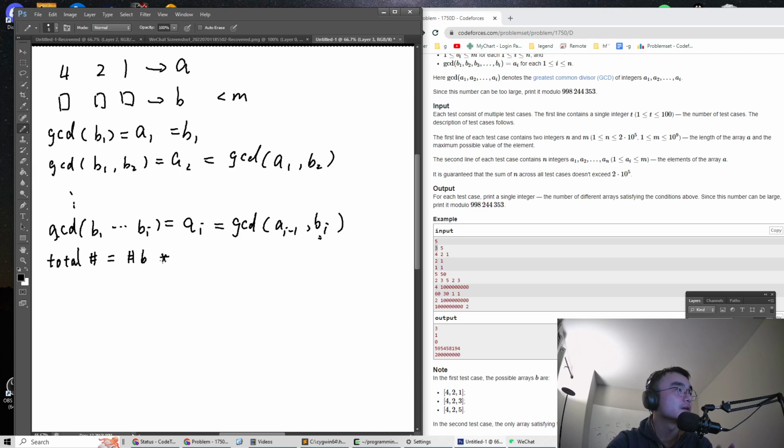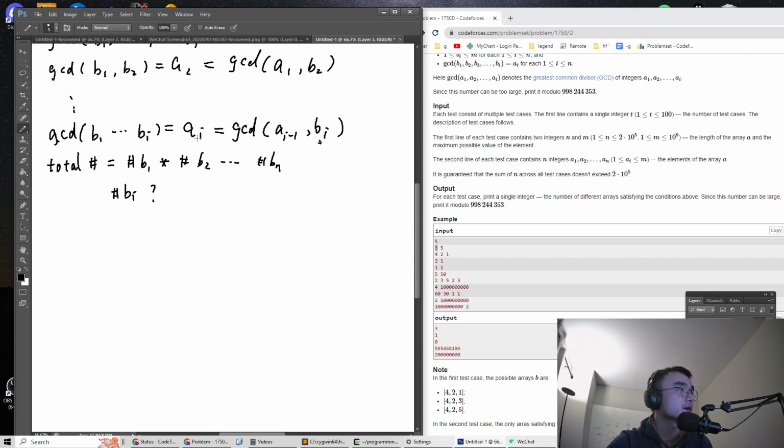options for B1, multiplied by the number of options for B2, all the way to Bn, right? So the problem is transformed into how do we calculate the number of options for Bi, right? So how do we solve this problem? As we said before, this problem is equivalent to finding the possible values of Bi, right?